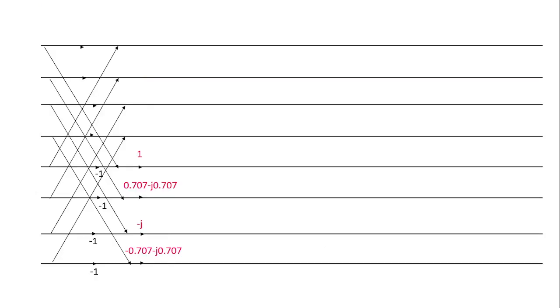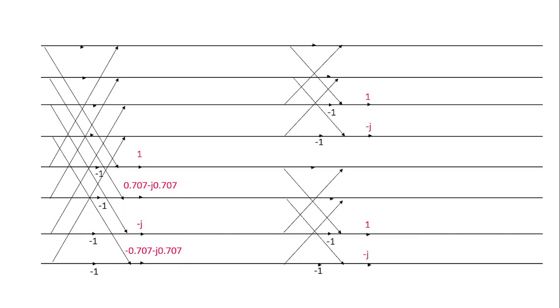So draw the structure for DIF. So here stage 1 is going to be your 8-point and the twiddle factor should be present at this end. So it's going to be 1, 0.707 minus j 0.707, minus j and this one. Next is going to be your 4-point. So the twiddle factor is 1 and minus j. Next is going to be the 2-point. Twiddle factor is going to be 1.